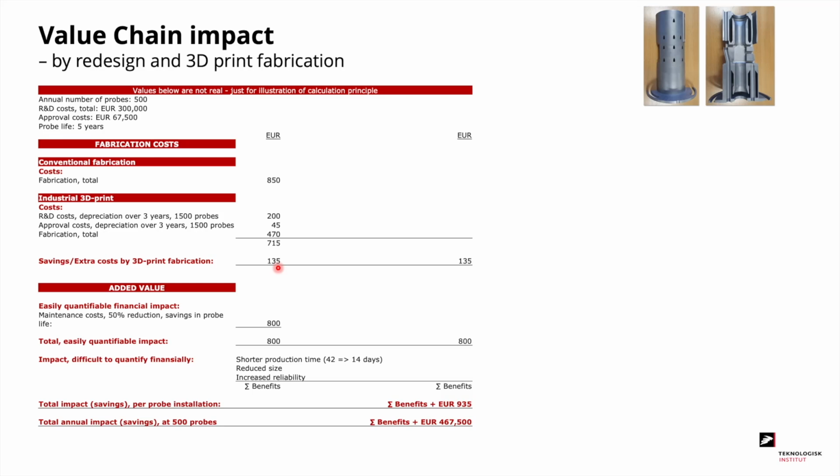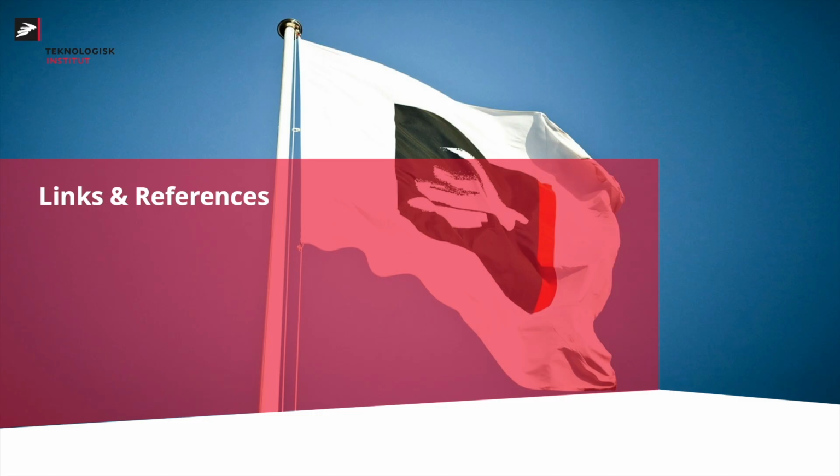In addition to the 135, we have the added value of 800 euro, which is the reduction in maintenance cost. And on top of that, we have a couple of benefits, which are shorter production time, reduced size, and increased reliability. So all in all, per probe installation, we have an impact of the benefits plus 935 euro. The total annual impact at all 500 probes per year is the benefits plus 467,500 euro.